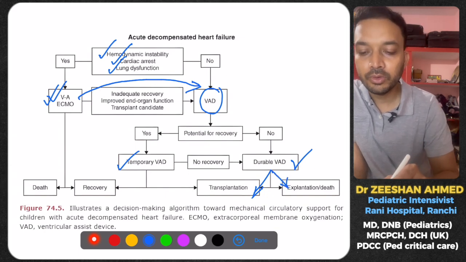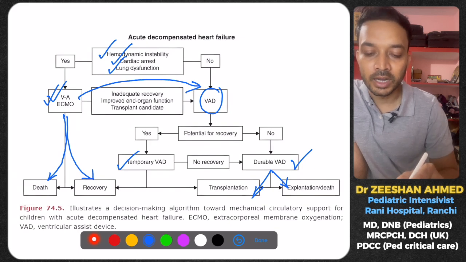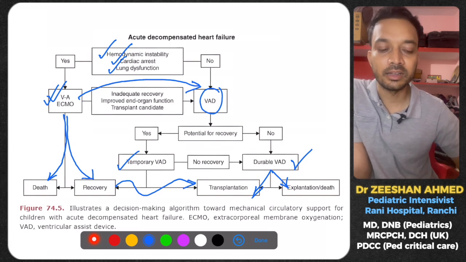Even VA ECMO can lead either to the death of the patient or to the recovery of the patient, and it may also need to be transplanted later on. So this is the algorithm.